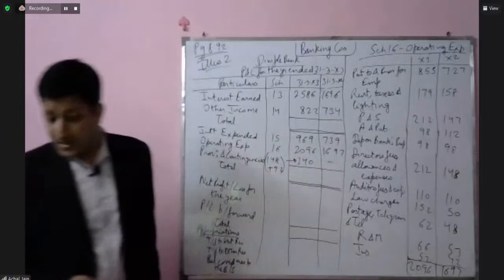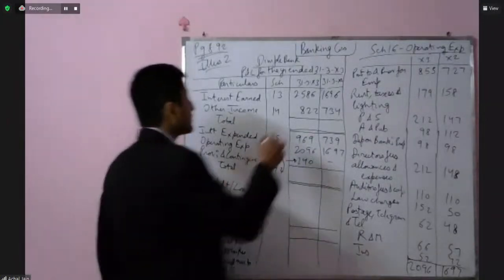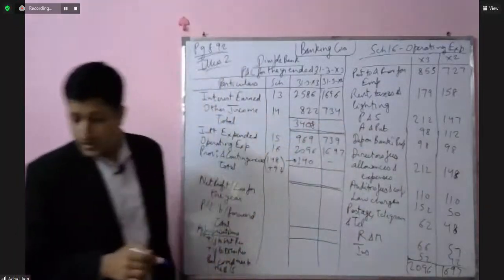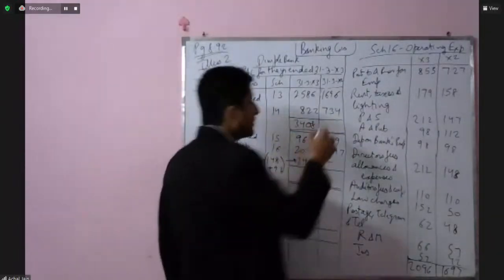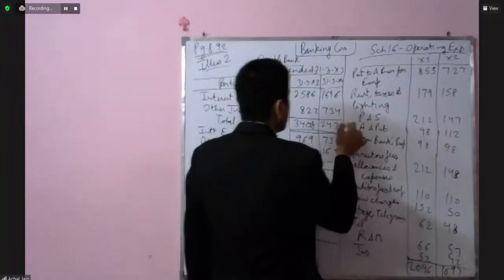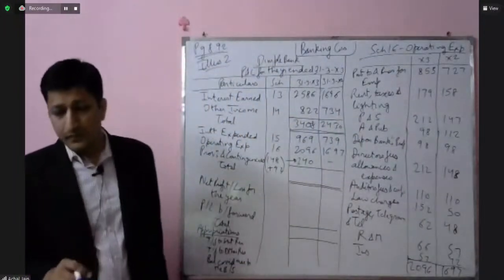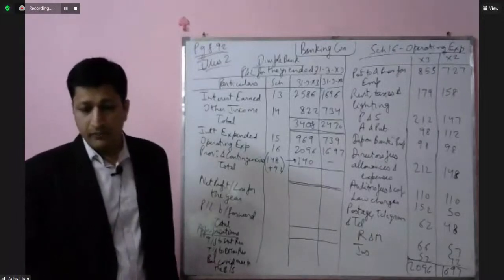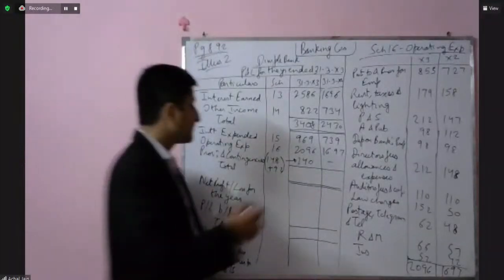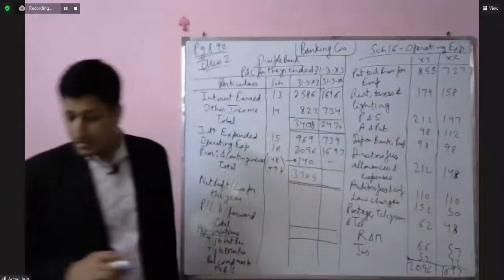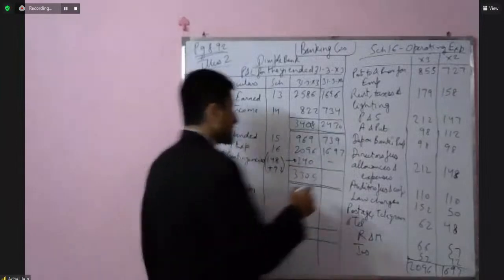Okay, great. Shubhrat is saying total of income is 3408, and for last year it is 2430. For the expense, what's the total? 3305. And for last year it is 2436.